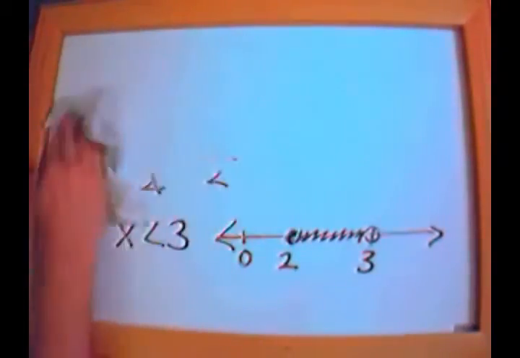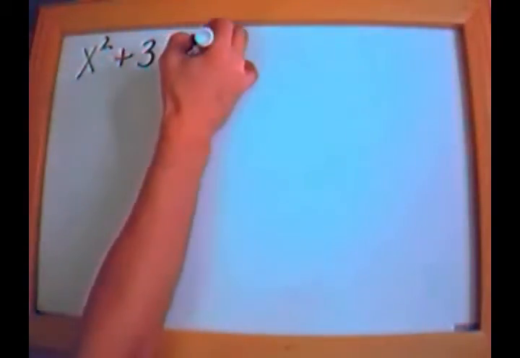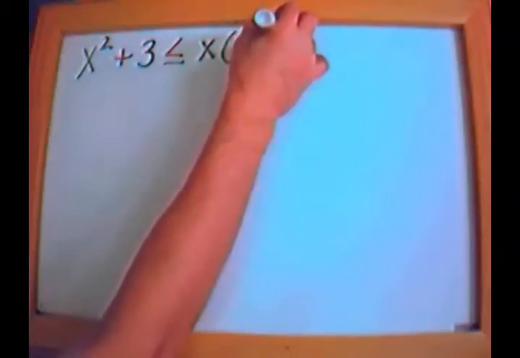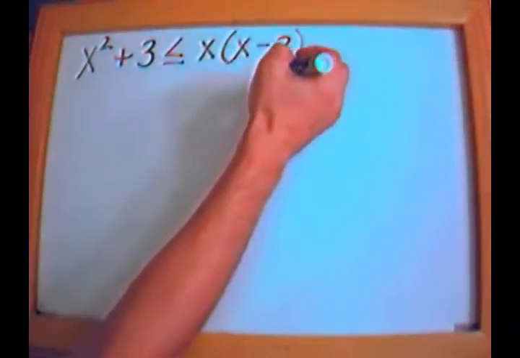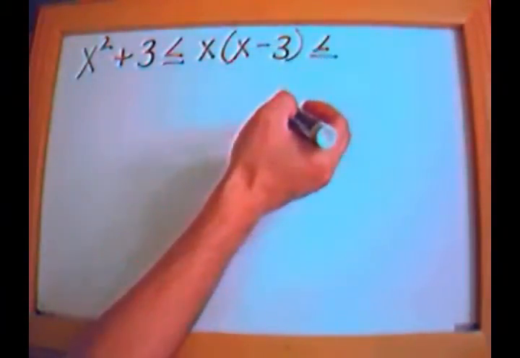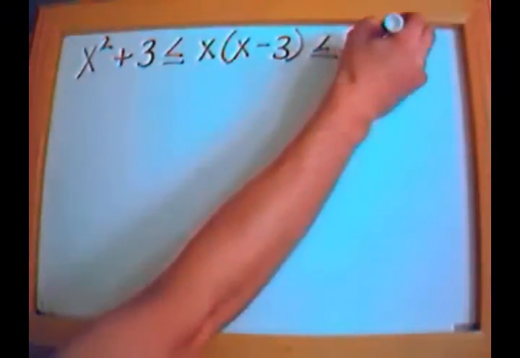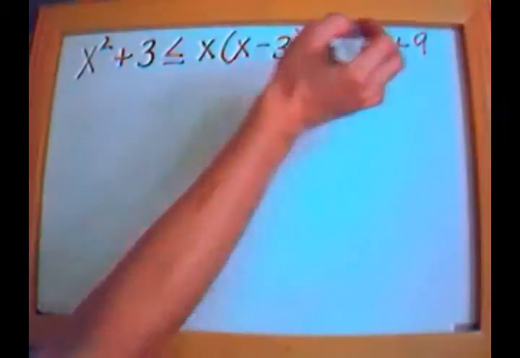Okay, now we'll just have one more problem on the topic of solving inequalities, and then we'll just call this section quits. And this is kind of a neat problem. Let's say we have x squared plus 3 less than or equal to x times the quantity x minus 3, less than or equal to x squared plus 9.